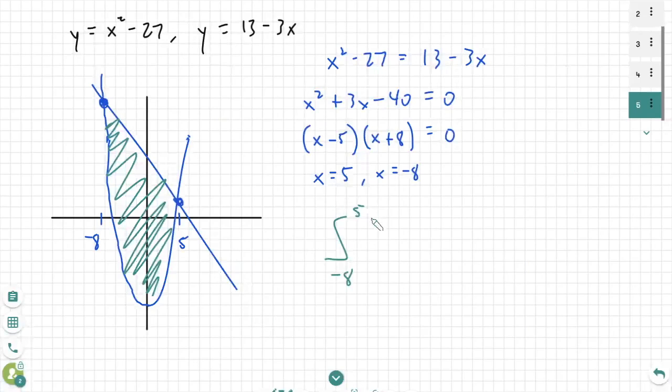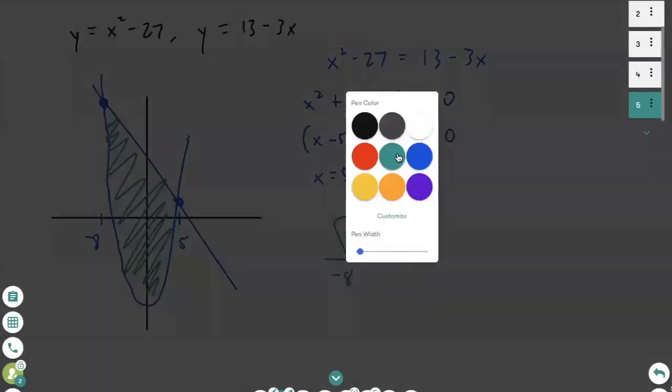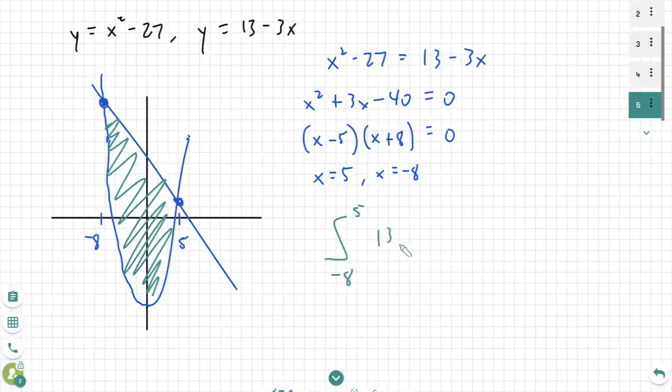Okay, so the 13 minus 3x, minus the other one? Yeah, the line's on top for this area. What does it look like? 13 minus 3x, and what else? No, minus the x squared minus 27. Yeah, in parentheses. Since you're subtracting multiple terms, you're subtracting the quantity x squared minus 27. Okay, and then dx.